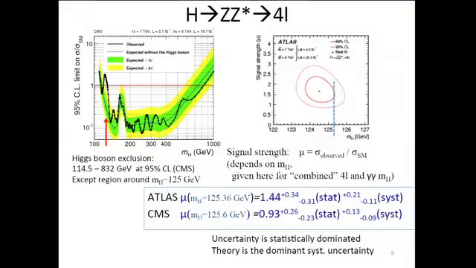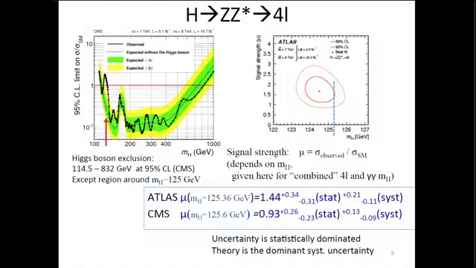Using this, here I show the exclusion range produced by CMS: a Higgs in the range 114 to 832 GeV is excluded, except in this small region around 125. And you can try to evaluate the signal strength to compare if the number of Higgs that you observe is compatible with the standard model.